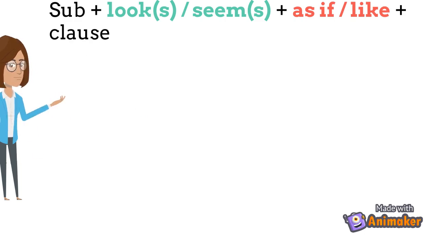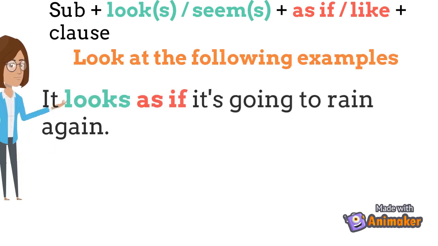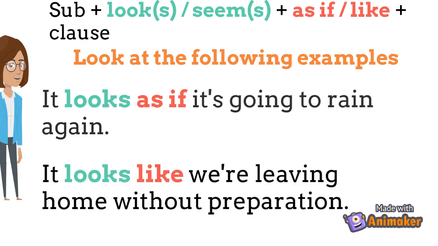The next structure is, we can use as if or like after look or seem, followed by a clause. Here are some examples. It looks as if it's going to rain. Or it looks like we are leaving home without preparation.